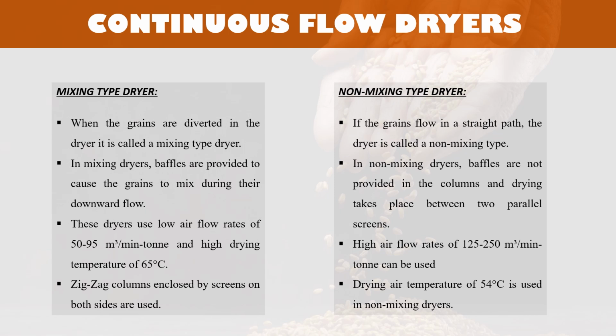In the non-mixing type dryers, if the grains flow in a straight path, the dryer is called a non-mixing type. In this, baffles are not provided and drying takes place between the two parallel screens. High airflow rates of 125 to 250 meter cube per minute per ton can be used, and a drying air temperature of 54 degrees Celsius is used in non-mixing dryers.